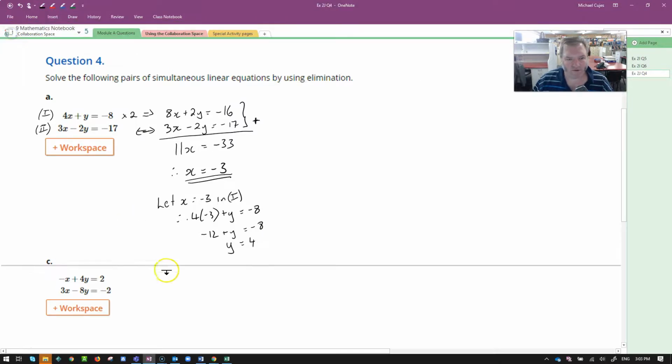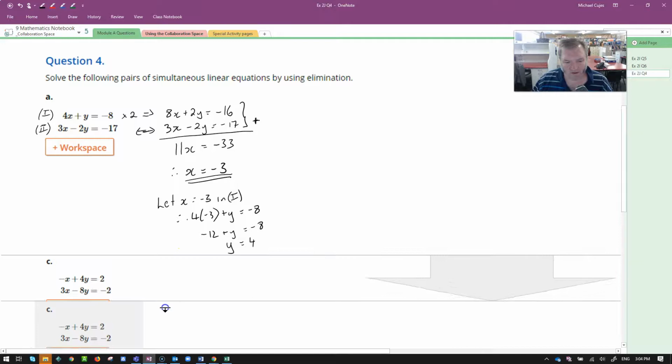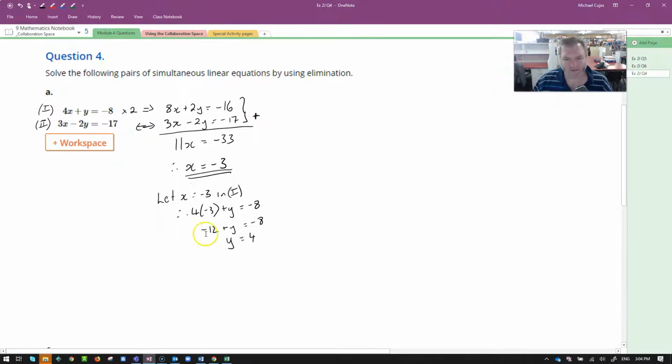It's always good to check your values and to write a nice little answer. I'm just going to insert a little bit more space there. How would I check it? 4 and negative 3. That's 4 for y and negative 3 for x. If I put them into the other equation, 3 times negative 3 is negative 9. Negative 2 times 4 is negative 8. Negative 9, take away another 8, negative 17.